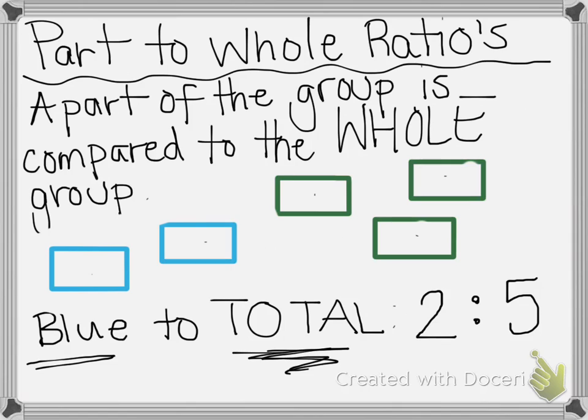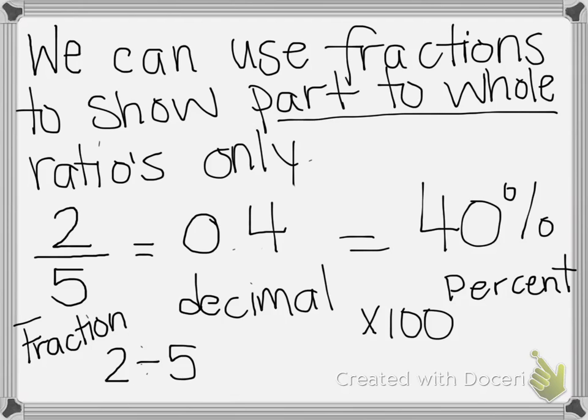So if we go back to look at the rectangles, we see that 40% of all the rectangles are blue. We can only make the fraction, the decimal, and the percent if we have a part-to-whole ratio.